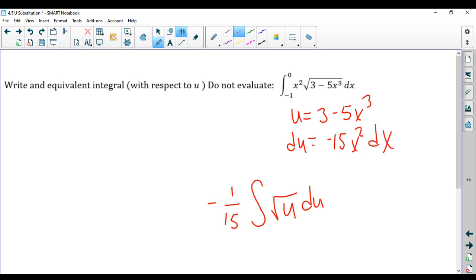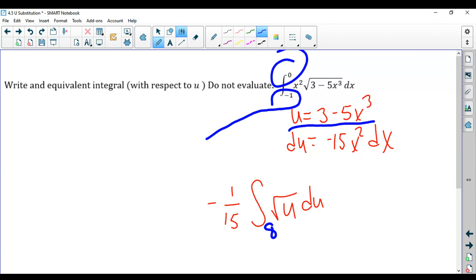Now the last thing we have to do is to change the limits. The lower limit, which was -1, is now 3 minus 5 times -1 cubed. Use the u. So -1 cubed is -1. So it's 3 minus 5 times the -1, which is 3 plus 5, which is 8. The new upper limit, 0. You plug in 0 for x. We have 3 minus 5 times 0, which is 3.